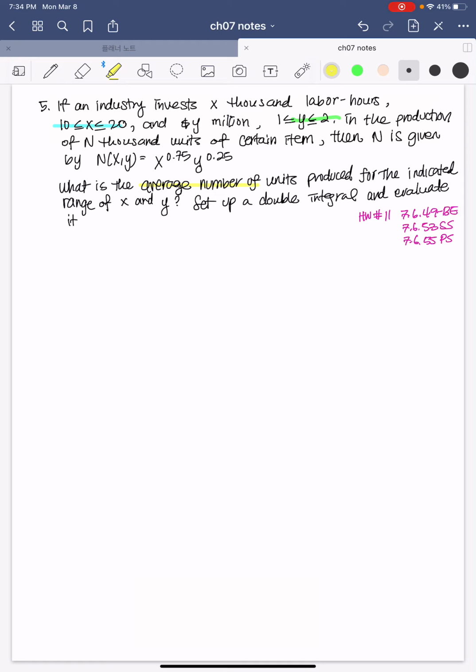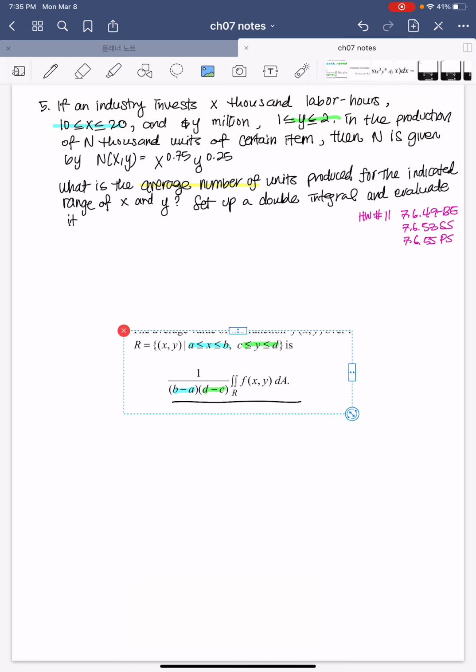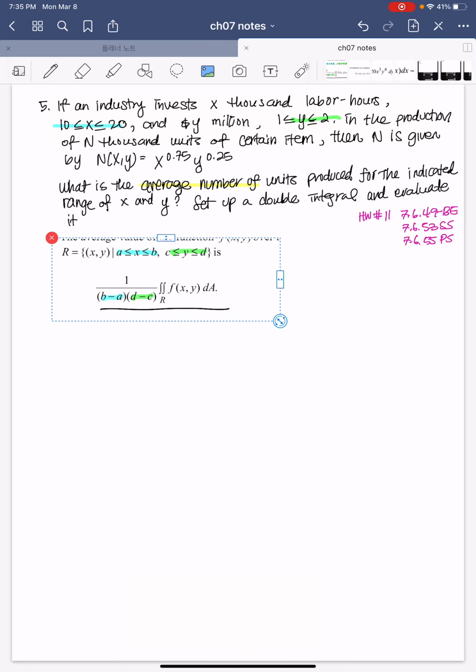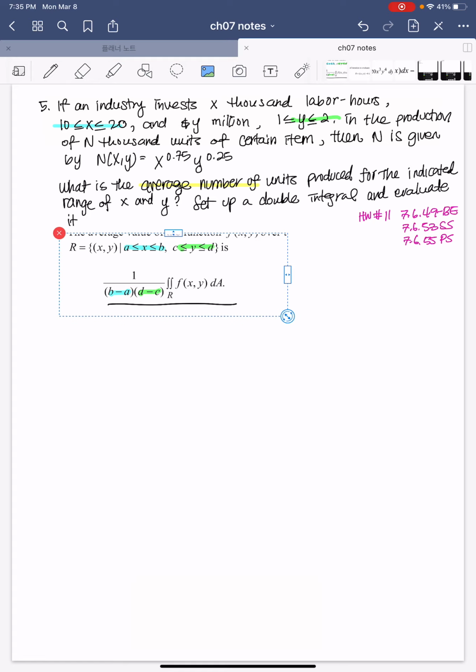So on top of the double integral, we have this 1 over (b minus a) times (d minus c), because that's the average. If there is no average, then you're just going to do the double integral, but you see the word average, so look for the keyword. So we are using the average formula. Units produced for the indicated range of x comma y, set up the double integral and evaluate it.